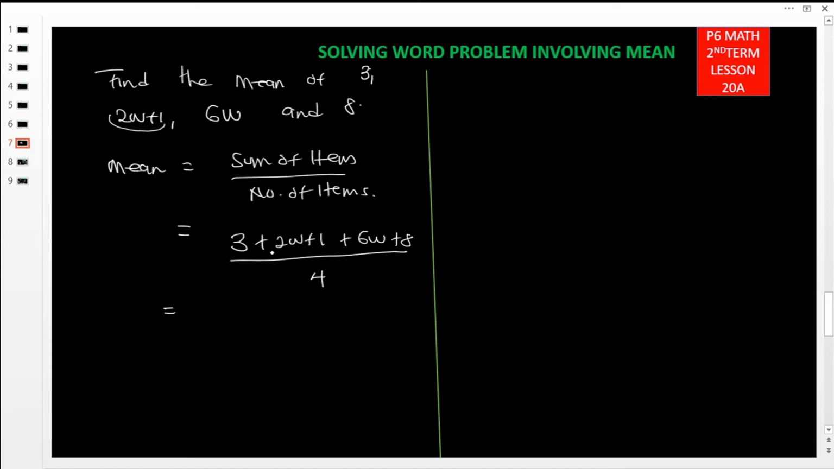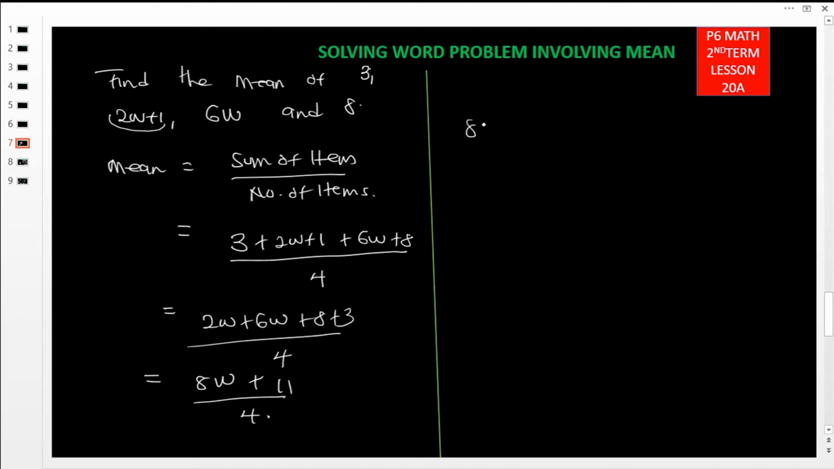What are we now going to do? We are going to collect like terms. So 2w plus 6w plus 8 plus 3 out of 4. What are we getting now? 2w plus 6w, we are getting 8w plus 8 plus 3, 8, 9, 10, that is 11, all over 4. So what are we getting? 8w plus 11 all over 4.